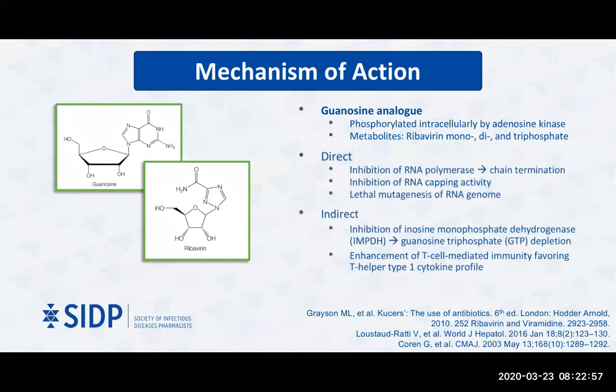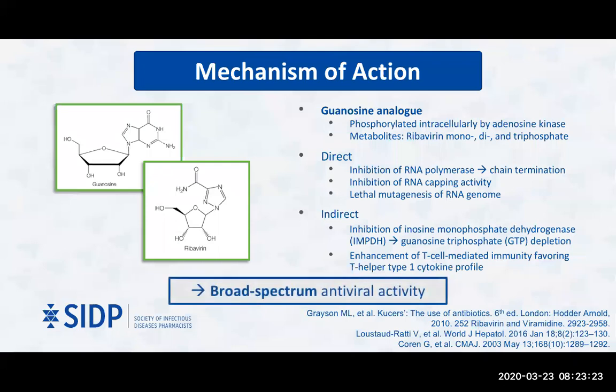Indirect mechanisms of action include inhibition of inosine monophosphate dehydrogenase, or IMPDH, which lead to a depletion of guanosine triphosphate, or GTP, inside the cell. It also seems to have an immunomodulatory effect and enhances T-cell mediated immunity in favor of T helper type 1 cytokine profiles, which can help combat certain viral infections. Overall, this leads to a mechanism of action where ribavirin is known for having relatively broad spectrum antiviral activity.